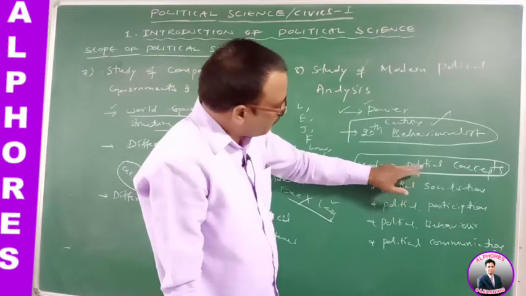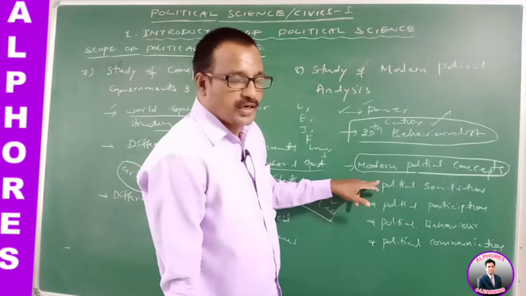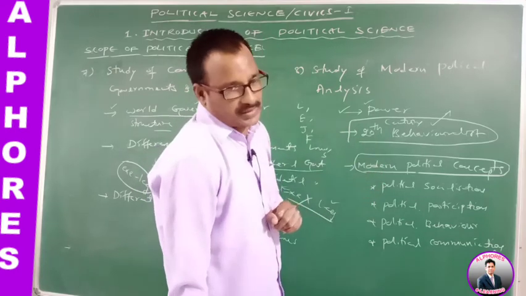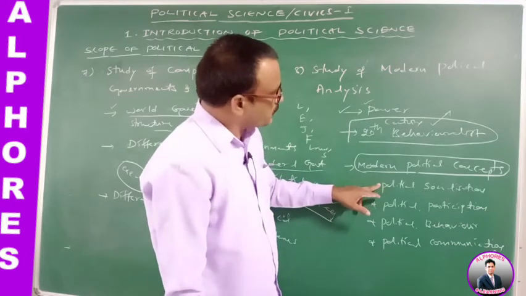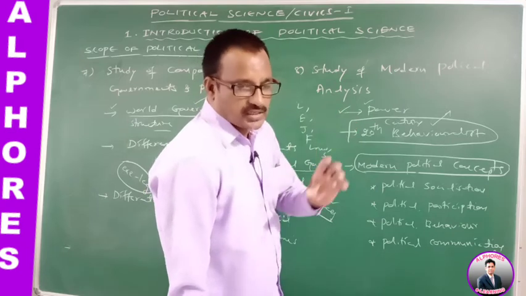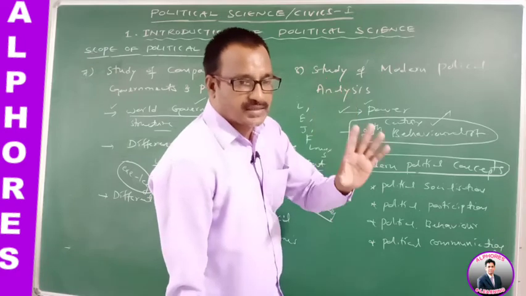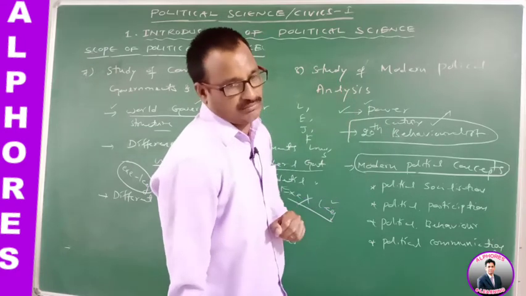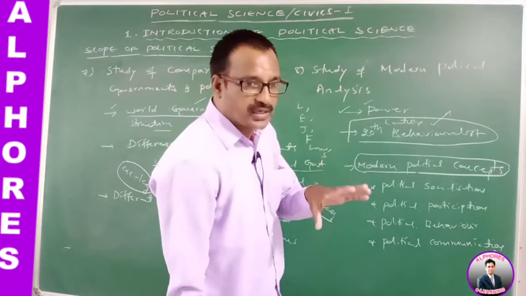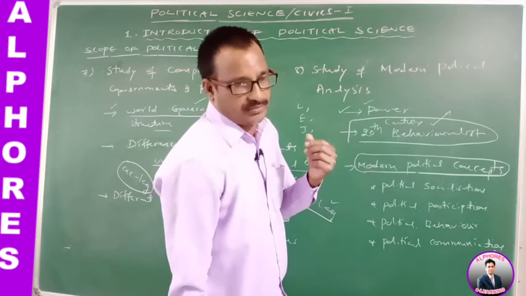Now I am going to explain one or two points with examples. One, political socialization. Political socialization includes both political and social aspects. Now how can we understand political socialization? For example, in India, different political parties are there. Some political parties originated based on social factors like caste, religion and language.